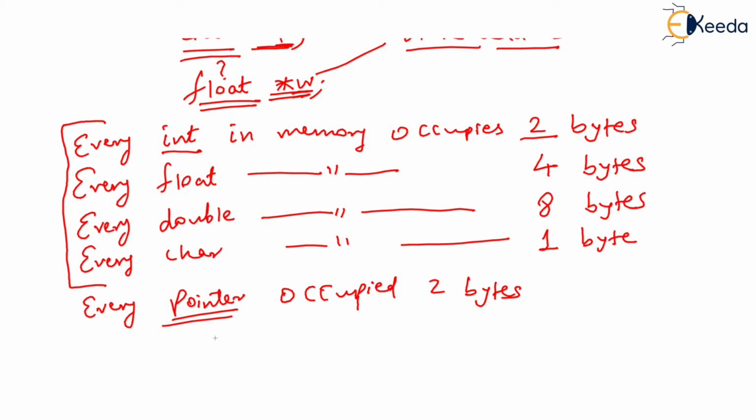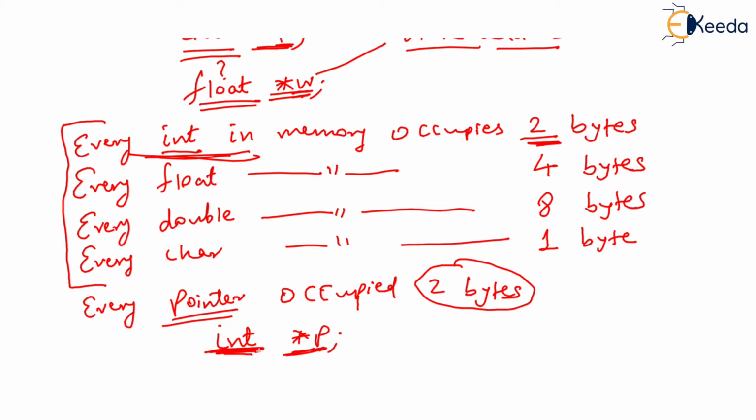Suppose I have a declaration like this again, int asterisk p. Then p is a pointer variable of type int. So it is stored in the memory. Of course, pointer is stored in the memory. So how much memory will it occupy? This pointer will occupy 2 bytes, not because it is int type. You may think that int in the memory occupies 2 bytes and the data type here is int, so therefore it will occupy 2 bytes. No, it's not like that.